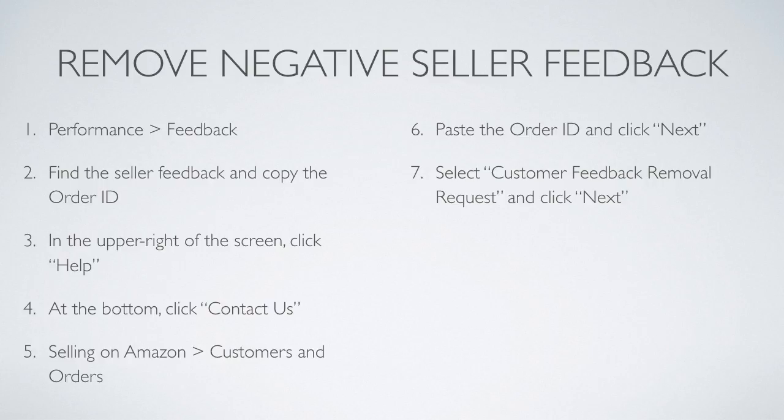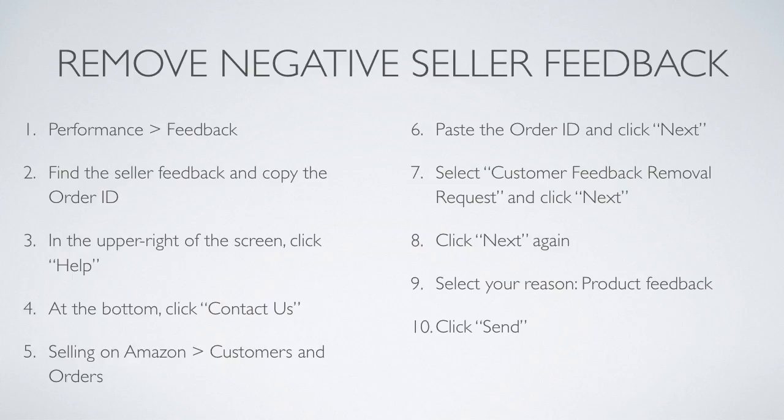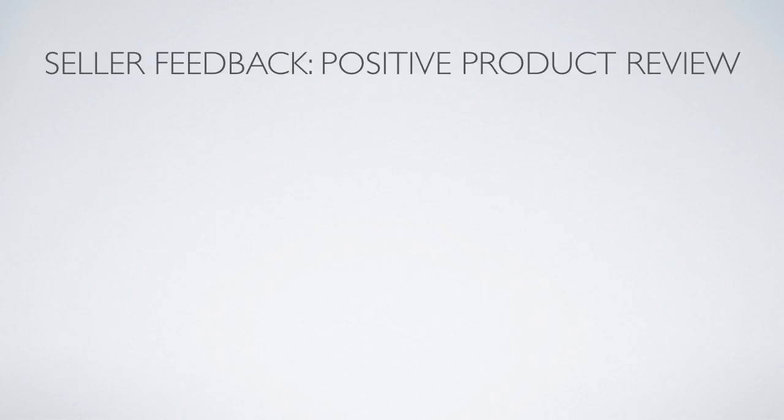Step 7 is to select customer feedback removal request. So once you paste the order ID, it's going to ask you, hey, what do you want to do with this order? What's the issue? And you select customer feedback removal request and then click next. Step 8, click next again. Step 9, select your reason, and it should be product feedback. So it's basically asking you, well, why do you want to remove this customer feedback? And our reason, like I said, there's an option there that will say product feedback. So select that as the reason. And step 10, click send. And that's it.